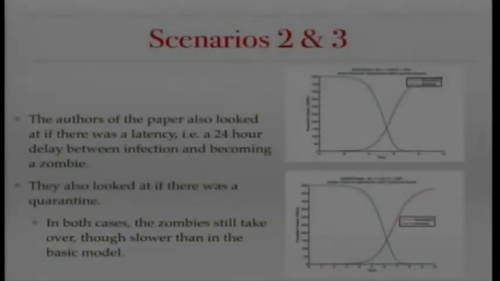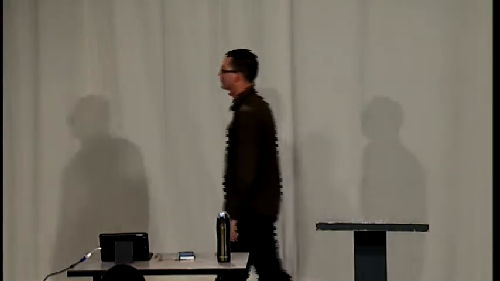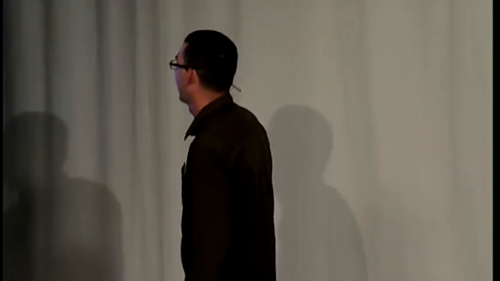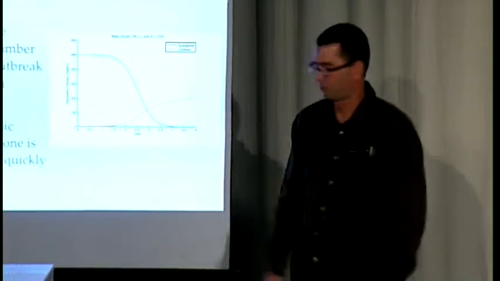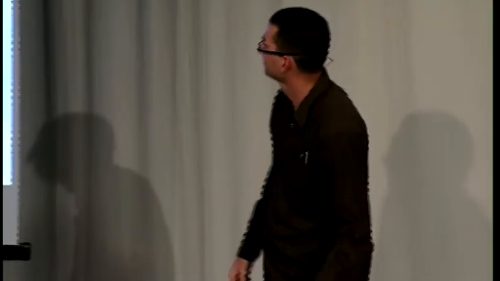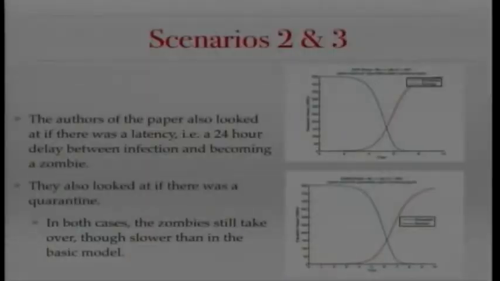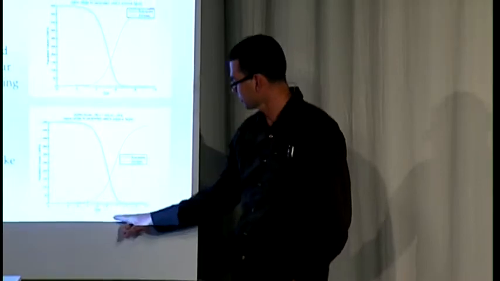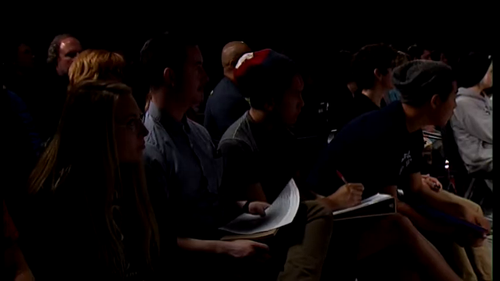The next two scenarios they looked at is, imagine there's a 24-hour latency period. So you get the zombie virus, but it takes 24 hours before you're able to infect other people. And so if we look back at this graph, when they met, it was around 3. So if you bring in the latency, it's at 5. So it's managed to push back the time when the populations of zombies and humans flip, but things still aren't going to end well. And then you can imagine if you have a quarantine, and the quarantine further pushes the amount of time for the zombies to outnumber the humans and then take over, but the end result is still the same.